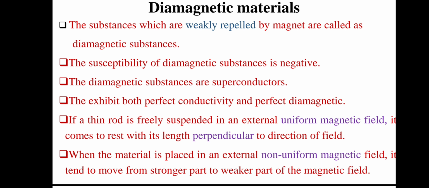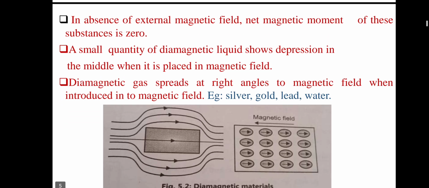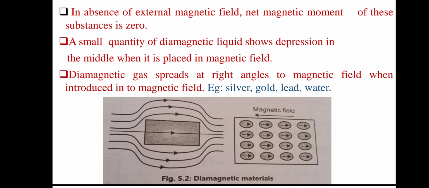When the material is placed in an external non-uniform magnetic field, it tends to move from the stronger part to the weaker part of the magnetic field. In the absence of an external magnetic field, the net magnetic moment of these substances is zero. A small quantity of diamagnetic liquid shows depression in the middle when it is placed in a magnetic field. Diamagnetic gas spreads at right angles to the magnetic field when introduced into the magnetic field. Example: silver, gold, lead, water.